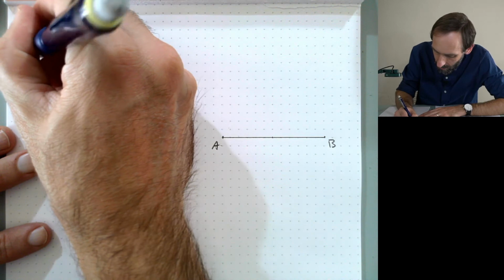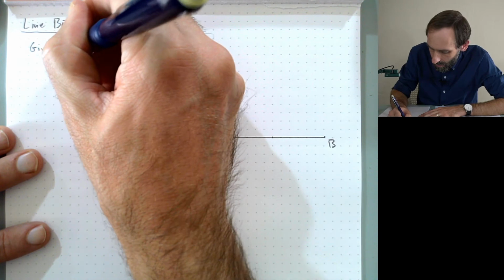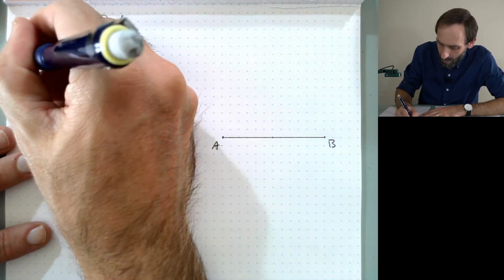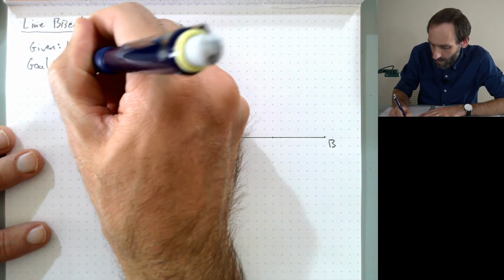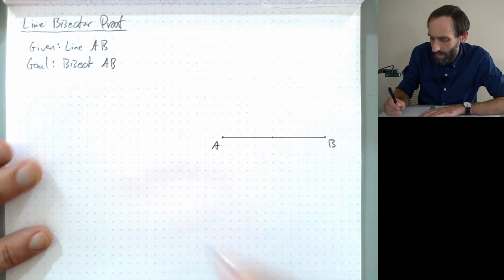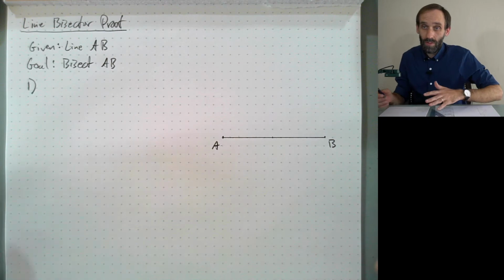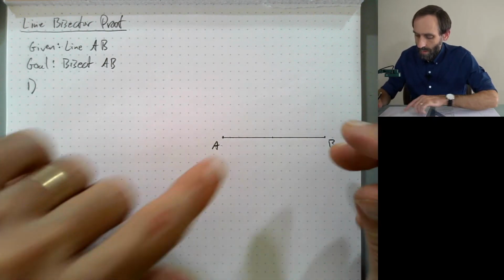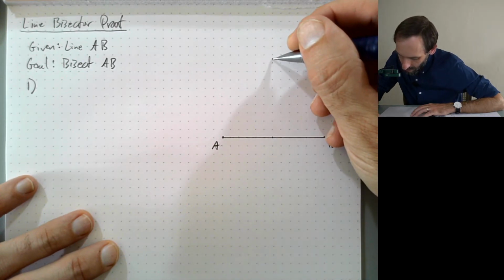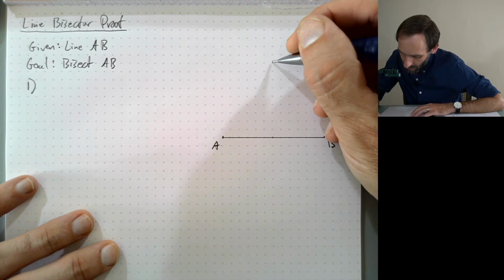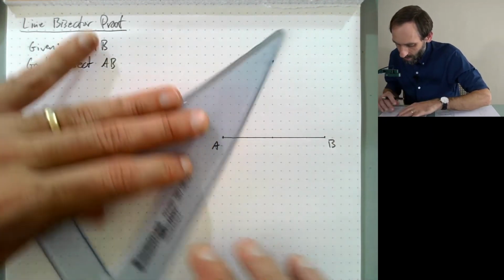And so my given for this proof is line AB. My goal is to bisect AB. Okay, so step 1 is going to be to construct an equilateral triangle on the segment AB. Now, I'm not actually going to go through the steps of constructing it. I'll just sort of eyeball it, but you know that we can do the construction. We did that just a few minutes ago.